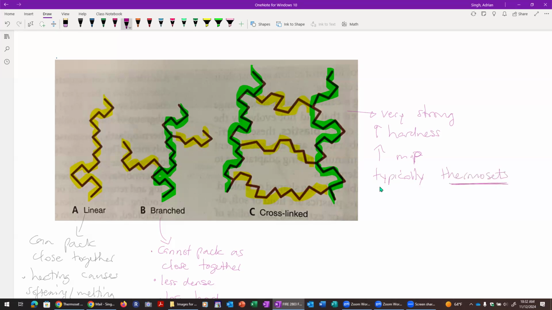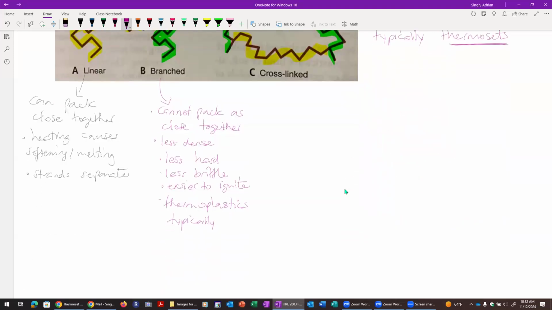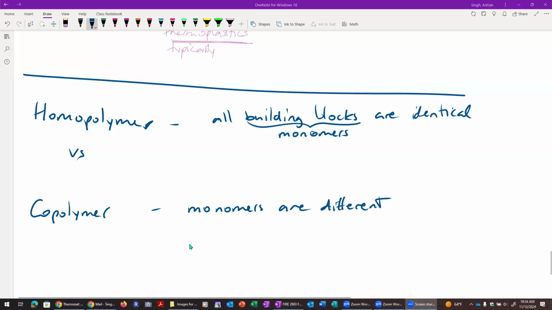And we'll talk about that, what that is here in a second, as opposed to thermoplastics that we would see with the branched polymers. The other way that we can define our polymers is based on the type or the identity of the monomers or the building blocks involved. So we have two categories that can result from this. We have what are known as homopolymers versus a copolymer.